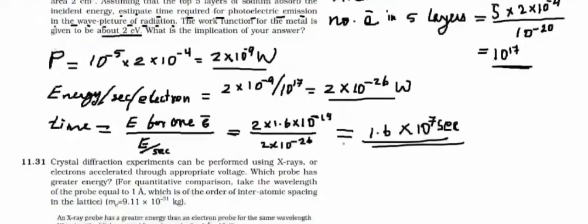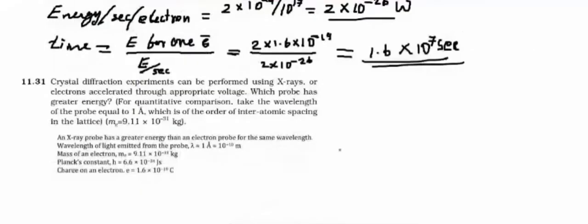Now come to question 31. Crystal diffraction experiments can be performed using X-rays or electrons accelerated through an appropriate voltage. Which probe has greater energy? Which one has greater energy? The wavelength is given as 1 angstrom, that is 10 power minus 10 meter.